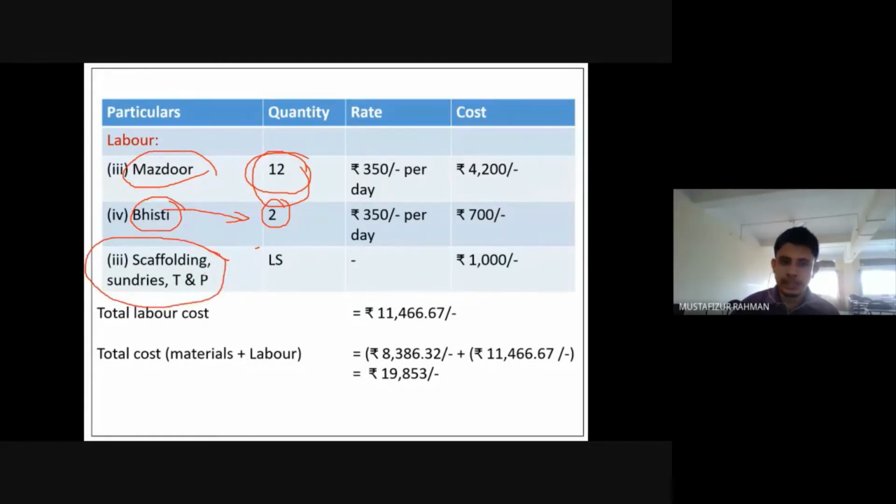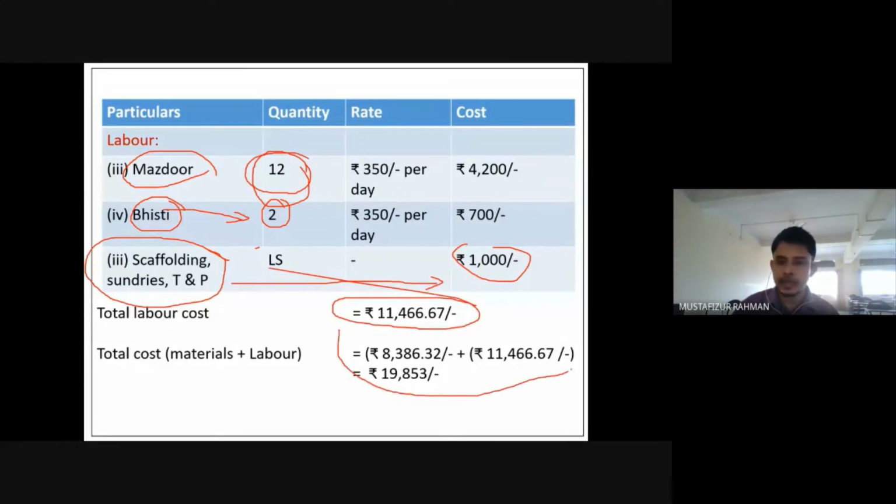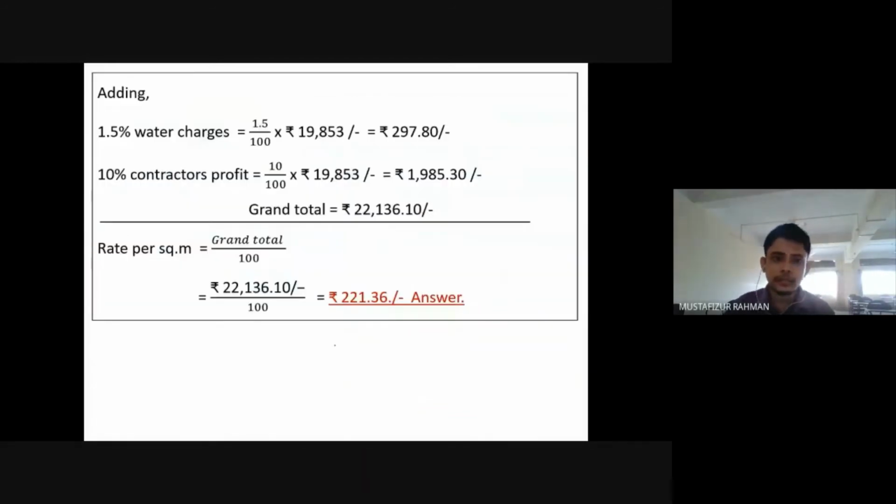Then scaffolding, sundries and TP, this is a lump sum amount, 1,500, something like that. We have to assume here, and then we get the total labor cost. Then we add, this is exactly similar, total labor cost plus material cost. Then we add 1.5 water charges and 10% contractor's profit, whatever we get, the grand total, we divide it by 100 and we get the rate per square meter.